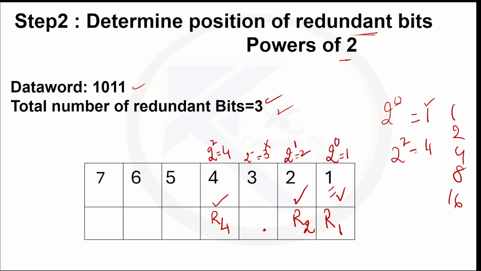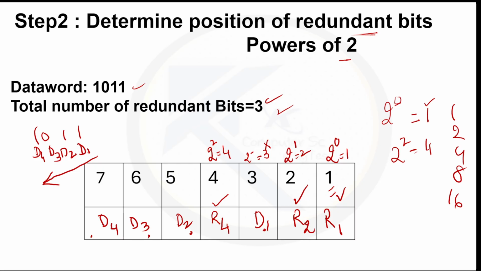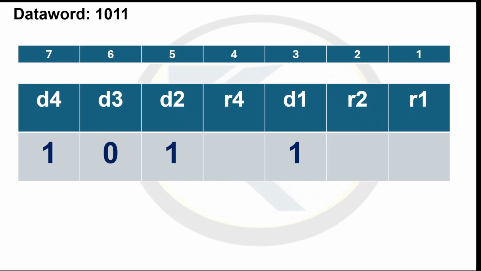Now for the location 3, 5, 6, and 7, we have data bits in these locations. So this is D1, D2, D3, and D4. Now for this 1011, this is D1, D2, D3, and D4. So we have to read in this direction from least significant bit onwards. Now, this is what we have got. We have fitted the values of data bits, but what about redundant bits?